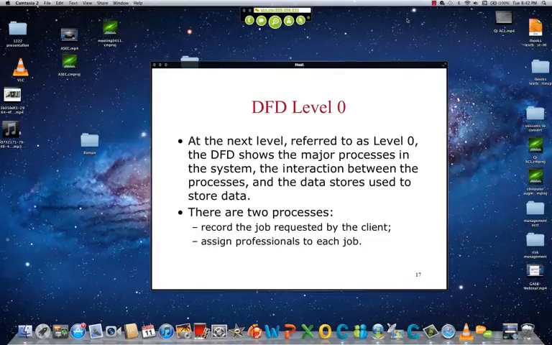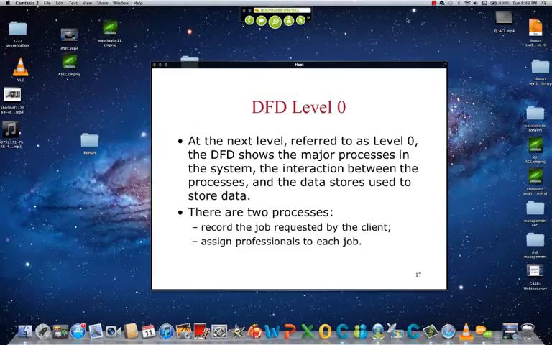What is level 0? There can be several levels, level 0, level 1, and so on. Level 0 is when you look at the most important events, most important processes which happen in your business, and you denote them as high level. Then you can drill down and look into sub-processes. This will be called level 1 and so on. But let's start with level 0.